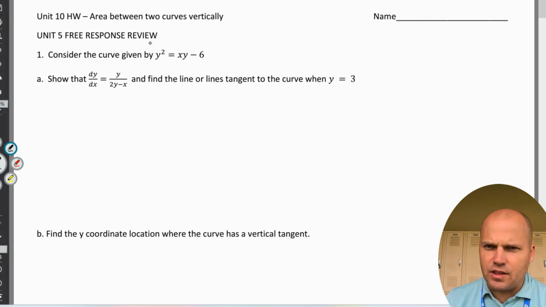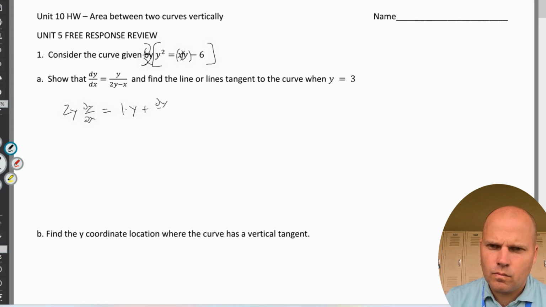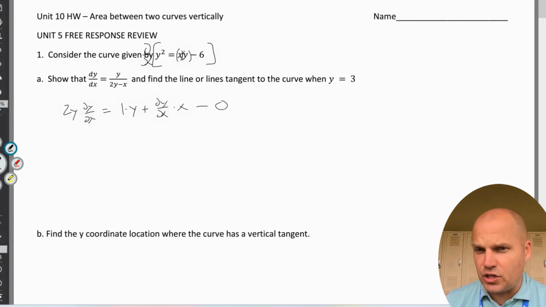All right, cool. So we need to take the derivative of this with respect to x. The key thing is whenever you see a product, don't forget to use the product rule. And whenever you take the derivative of y, use dy/dx. I use the product rule: the derivative of x times y plus the derivative of y times x, minus the derivative of 6, which is 0. I need a positive y, so I'm going to leave y over there, and subtract the x dy/dx.